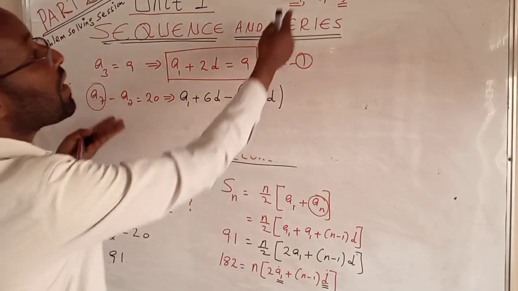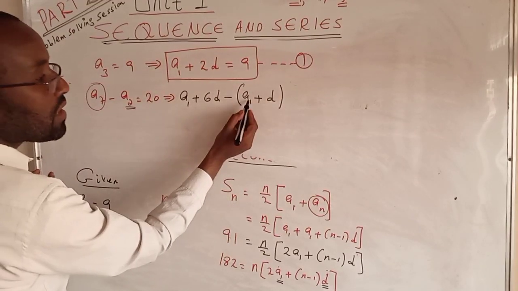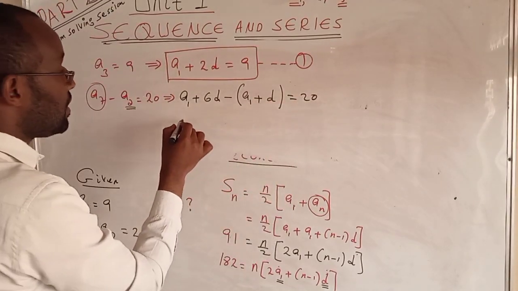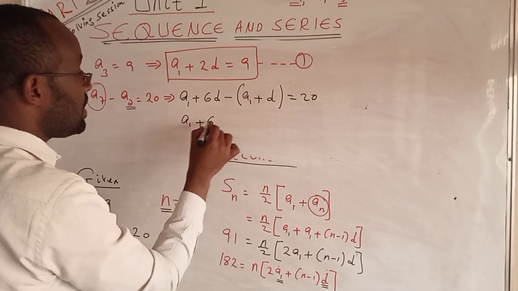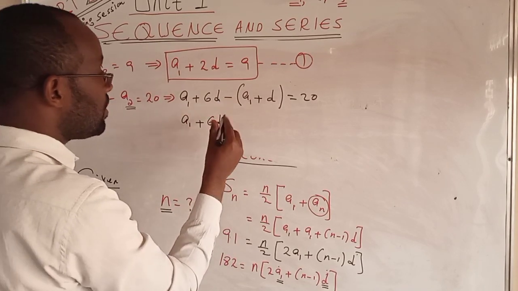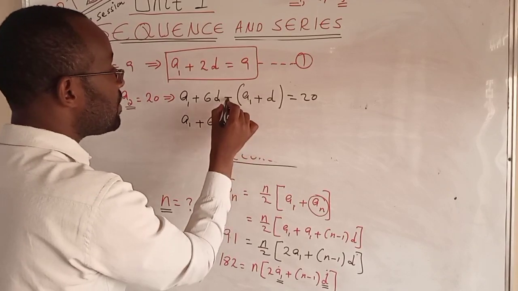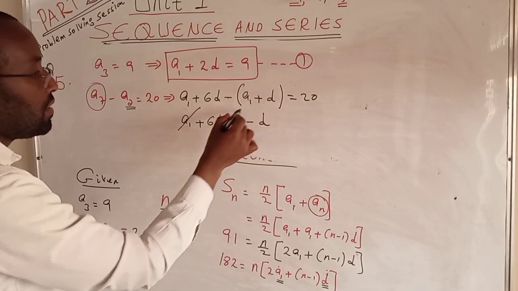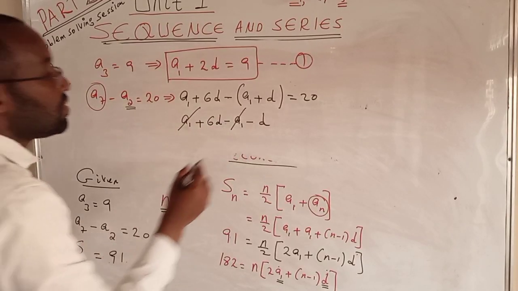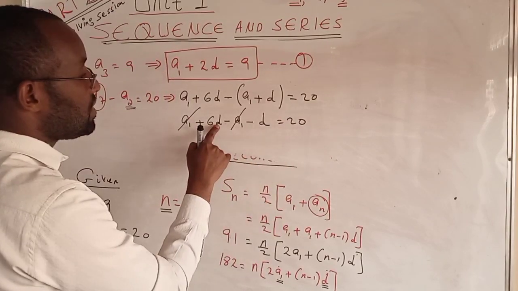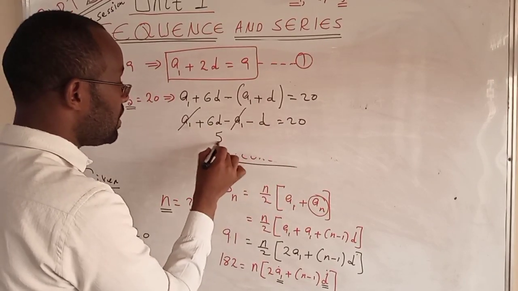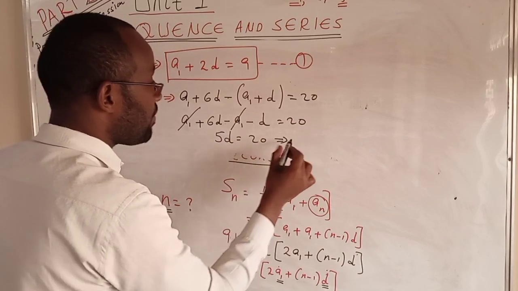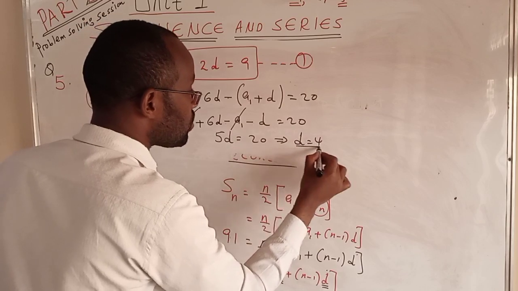So A2 in terms of A1 is A1 plus D. Now this equals what? 20. Now this is A1 plus 6D. Let us distribute this one. Minus A1, this will be minus D. Now as you can see, A1 will cancel A1. So 6D minus D will be 5D equals 20. Now dividing both sides by 5, the common difference is equal to 4.